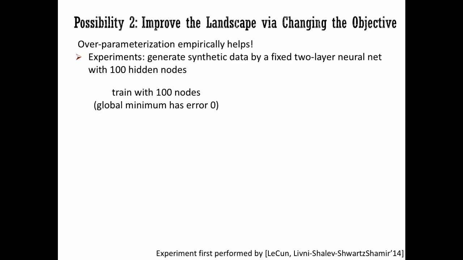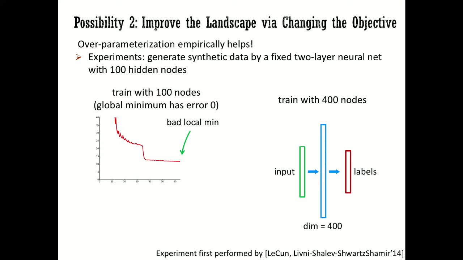However, if you train it using stochastic gradient descent, what you see is that the error doesn't go to 0 at the end. So it seems that we converge to a bad local minimum. This suggests that the objective function we are dealing with here doesn't have the geometrical property that all local minima are global minima. However, we can fix this problem very easily by training with 400 hidden units in the middle layer.